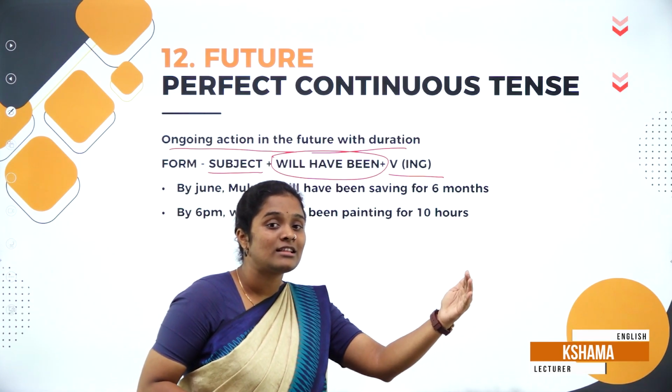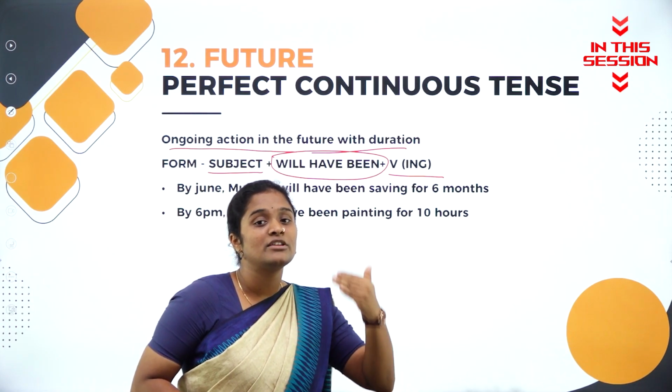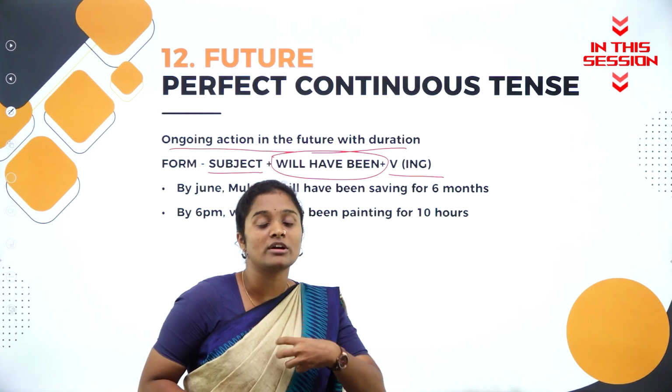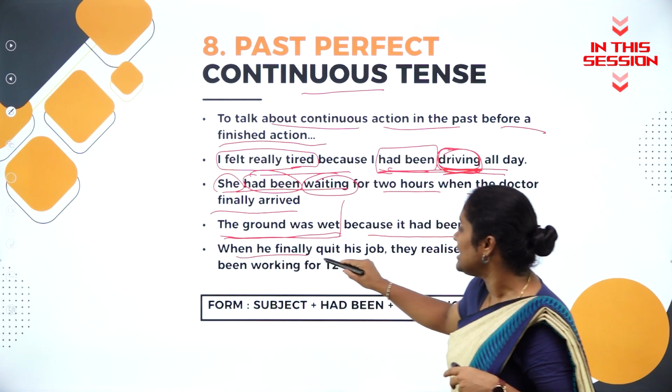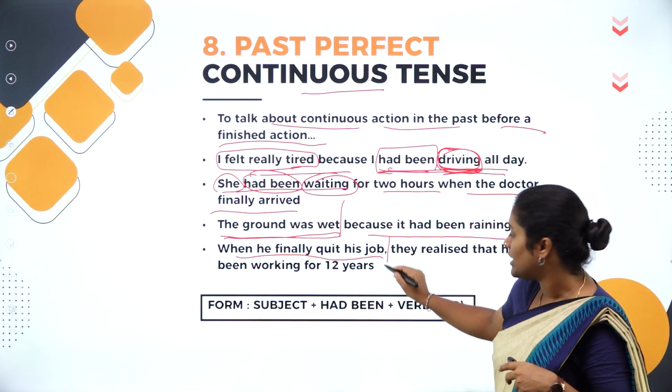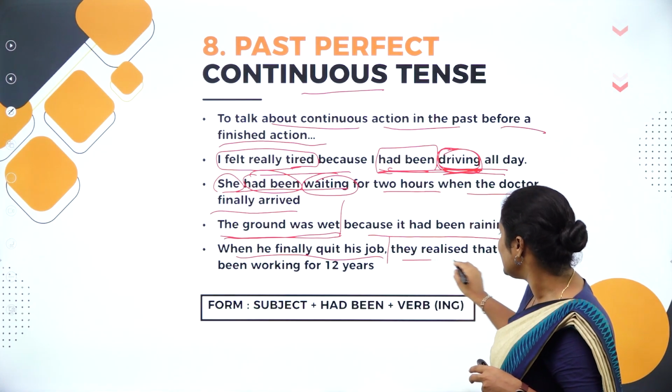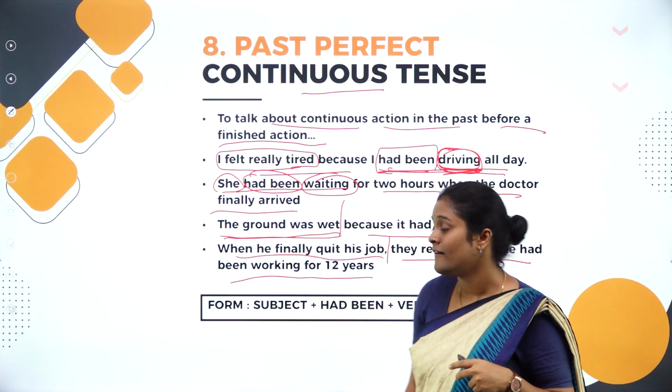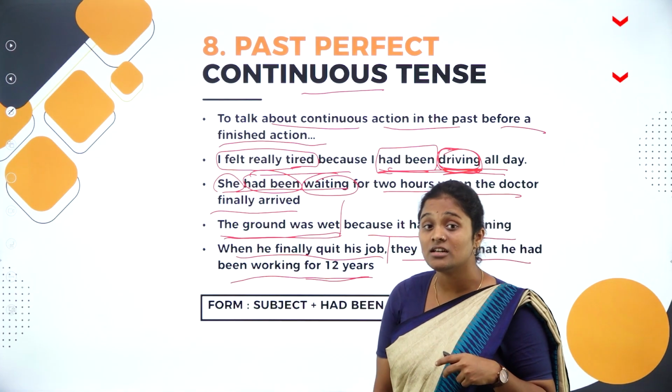Future action that will be completed, but when the action is ongoing, you're talking about that time reference. When he finally quit his job, that is the finished action. They realized that he had been working for 12 years.